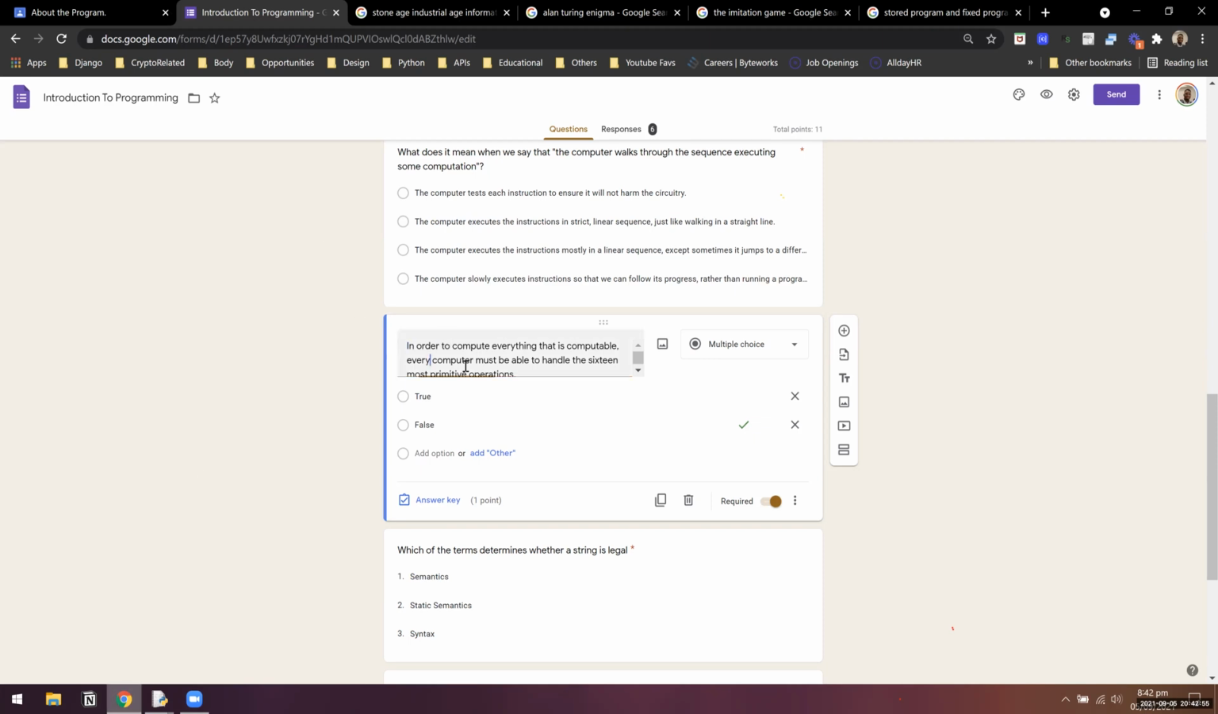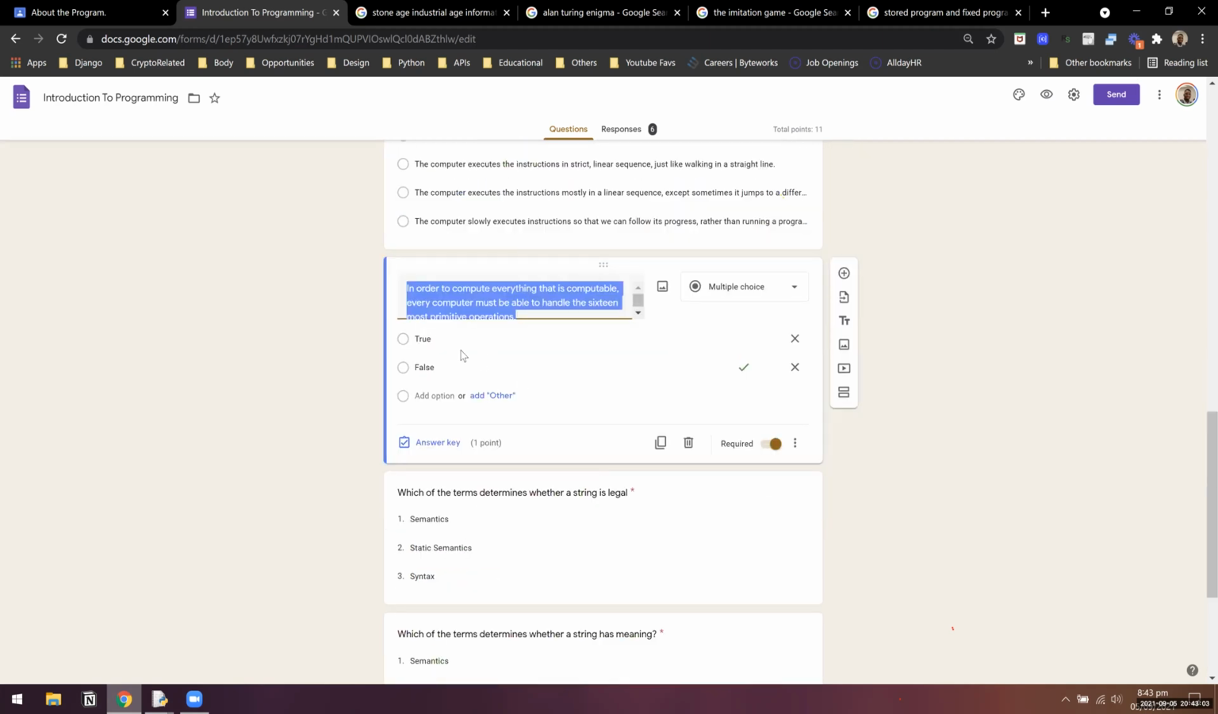So I think one of the confusing ones was this one. It says in order to compute everything that's computable, every computer will be able to do the 16 most primitive operations. What's funny about this is the reason why it is false is because it's not 16, it's 6. The video references it. Some of these questions are just questions that, if you watch the videos, you understand. Every computer must be able to handle the primitive operations, but there are not 16 of them. There are only 6 of them.